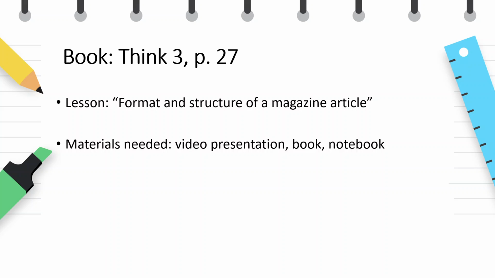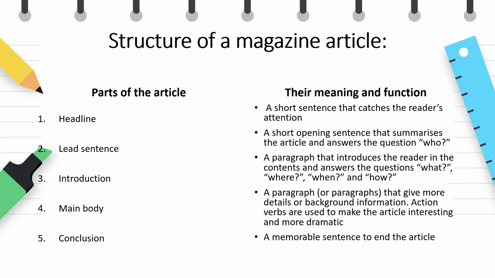Today we are going to learn about the format and structure of a magazine article. You can find this lecture in your books on page 27. Structure of a magazine article. Each article must contain the following parts. It must contain headline, lead sentence, introduction, main body, and conclusion.